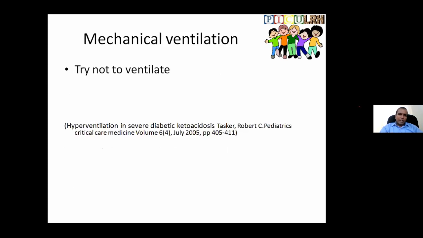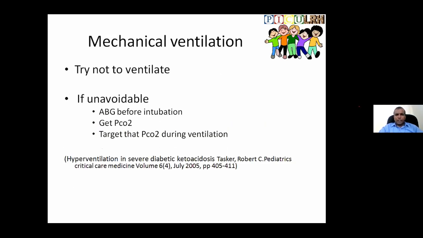So how can you prevent that? What we are going to do is, if you want to ventilate, usually we try not to ventilate, but if you really want to ventilate for some reason, maybe the child is drowsy or whatever the reason, you try to ventilate. If you want to ventilate, do a blood gas beforehand and get the carbon dioxide. It may be 10, it may be 8, it may be 12. So try to match that carbon dioxide during ventilation.